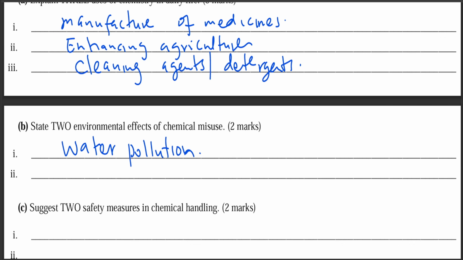Now the other thing is also global warming. Hiyo ni kitu kingine. So chemical misuse, especially when you discharge chlorofluorocarbons to the atmosphere, it destroys the ozone layer, and as a result it can cause global warming.